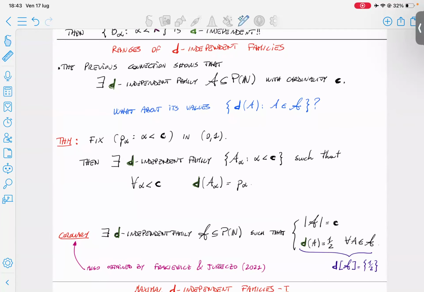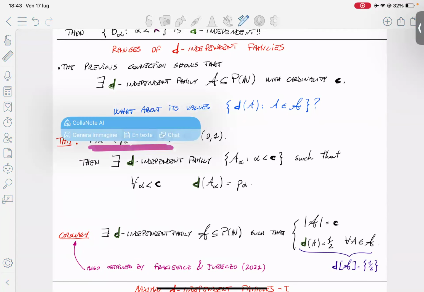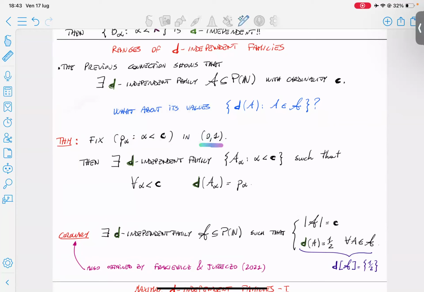Our first result is: let's pick a sequence indexed by C, the continuum, in the open interval (0, 1). Our first result says that unconditionally, meaning without any axiom, there exists an independent family with respect to the asymptotic density of cardinality C, for which the density of A alpha is equal to P alpha for every alpha smaller than C. So, in practice, a D-independent family can have as a range, with respect to the asymptotic density, any subset of (0, 1) that you like.